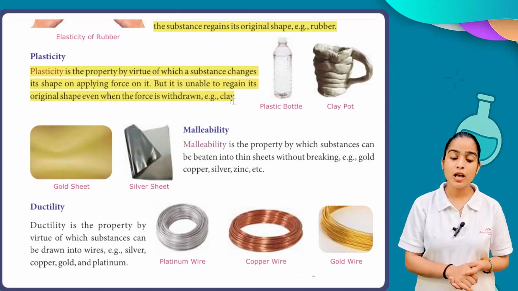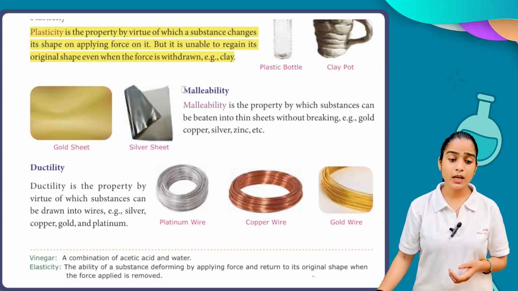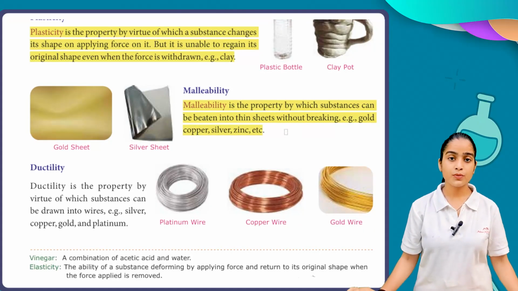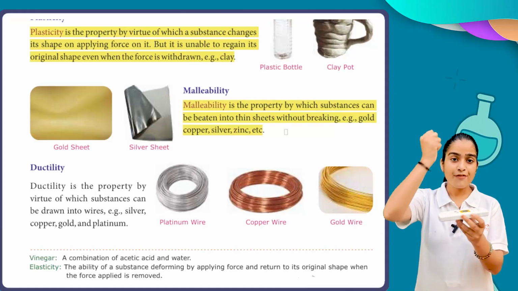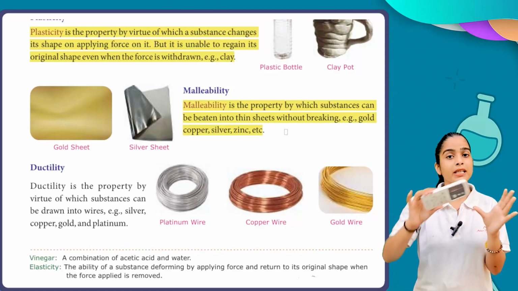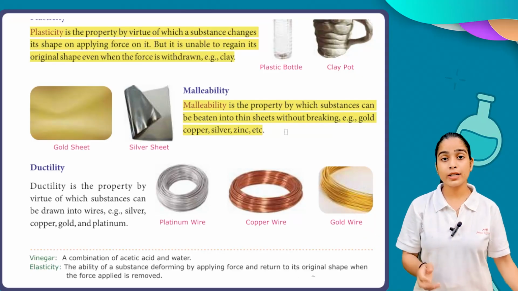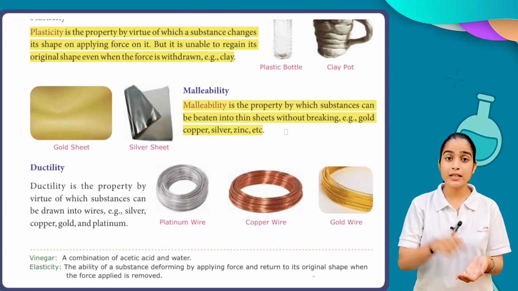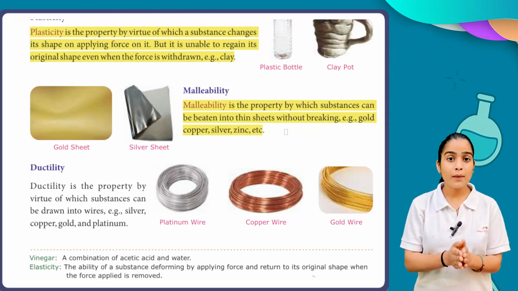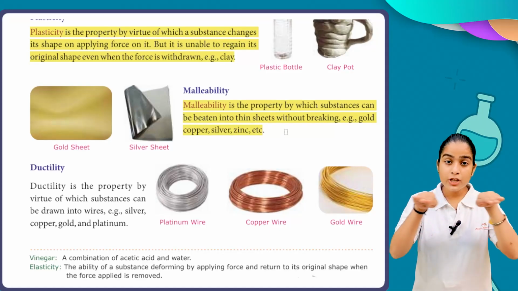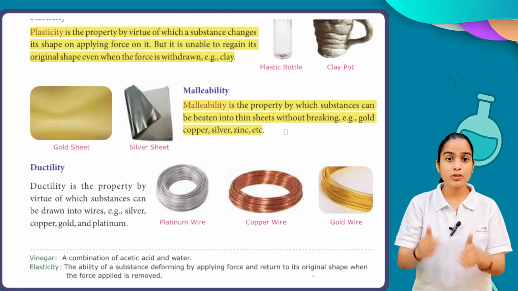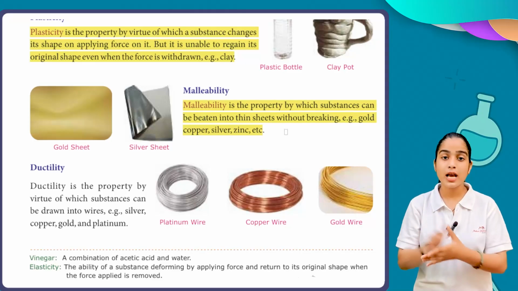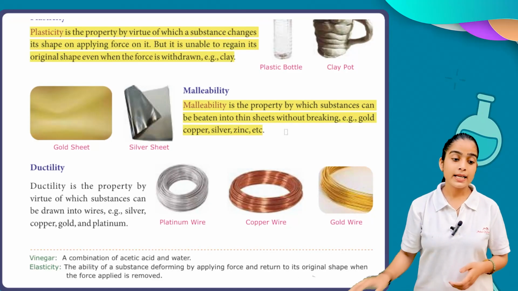Okay. Next, we have malleability. Malleability is the property by which a substance can be beaten into thin sheets without breaking. Example: gold, copper, silver, zinc, etc. So what we understand here is, if I continuously beat this AC remote, it will break down into small pieces. But if we apply this force on silver, on gold, on copper, what will happen? It will be converted into a plain sheet. So when the particles, on applying force continuously, change into a sheet, that is referred to as malleability.